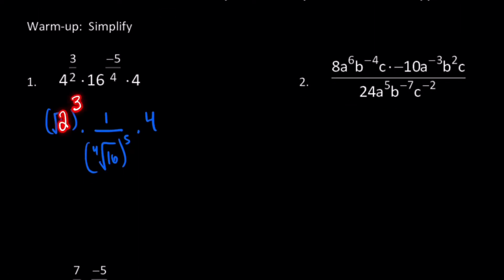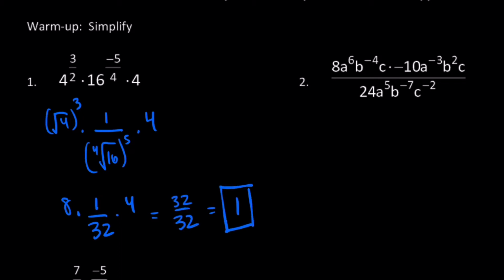2 cubed is 8. So this is 8 times the 4th root of 16 is 2, and 2 to the 5th is 32. So that's 1 over 32 times 4. Well, if you notice here, you multiply straight across, you get 32 over 32. So that expression just simplifies to 1.